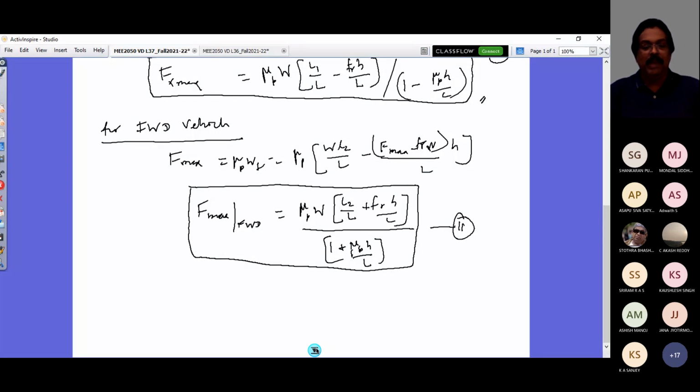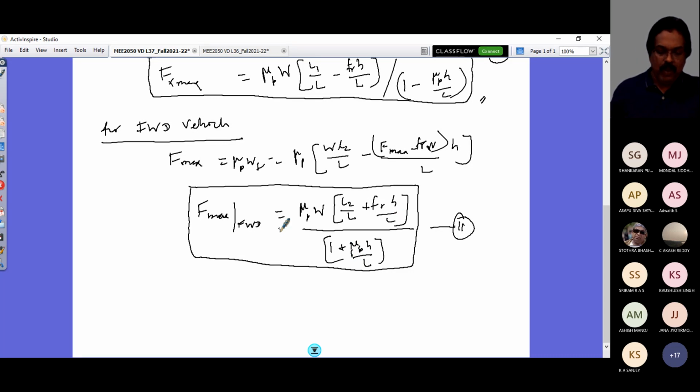So with that in mind, you can just use this equation whenever you have to estimate your maximum tractive effort, given the vehicle parameters. In this expression, you can see only the load is there. The rest are the road elevation coefficient, the rolling resistance coefficient, and the geometry of your vehicle.